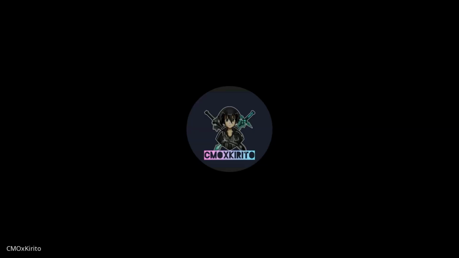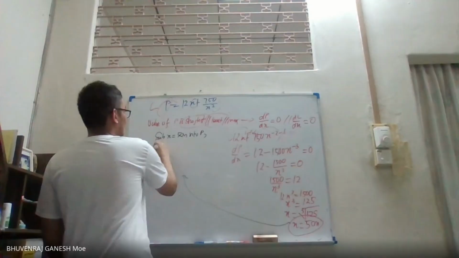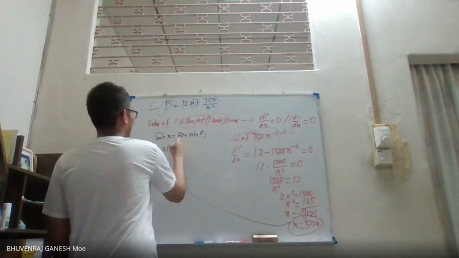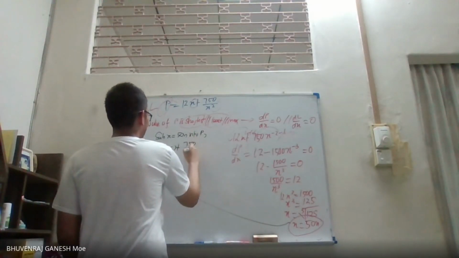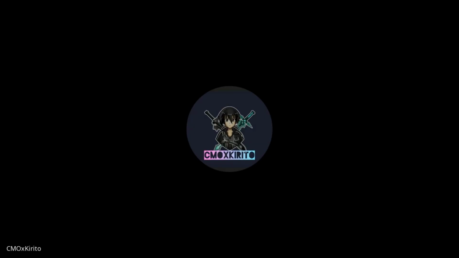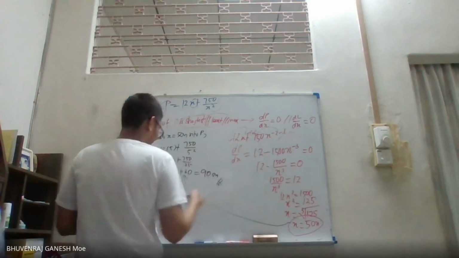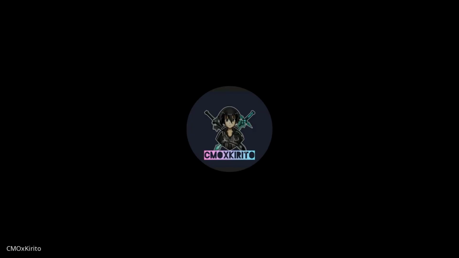Wait, let me try. Perimeter. P is 12 times 5, mental, no? 12 by 5 is 60, plus 750 divided by 5 is 150. So P is 60 plus 30. 750 divided by 25 is 30. So 60 plus 30, 90. 90. And don't forget the units.